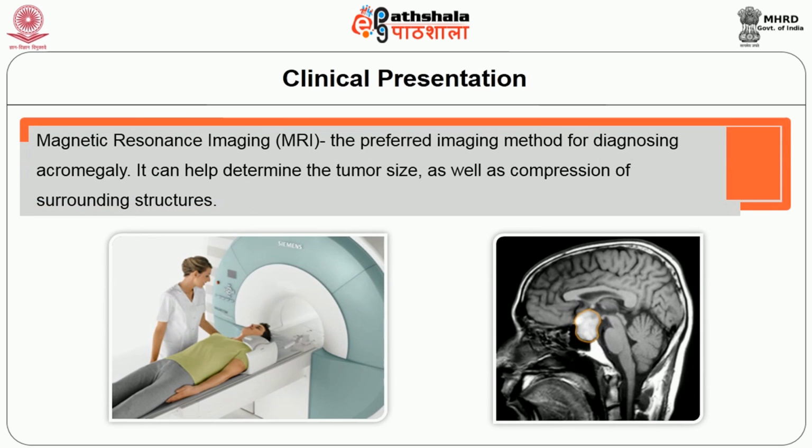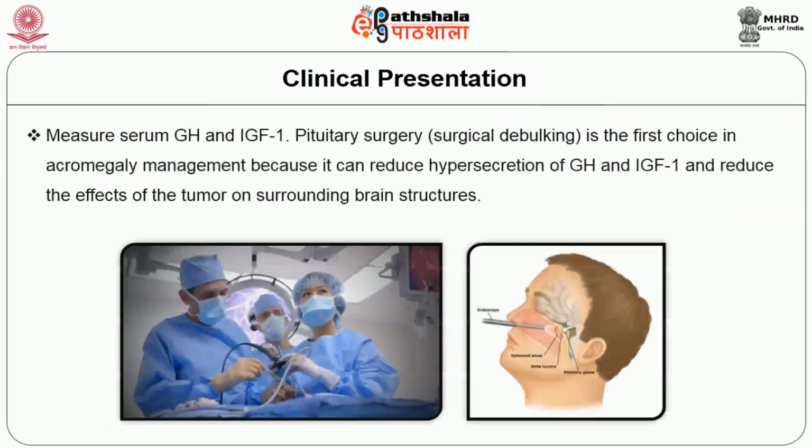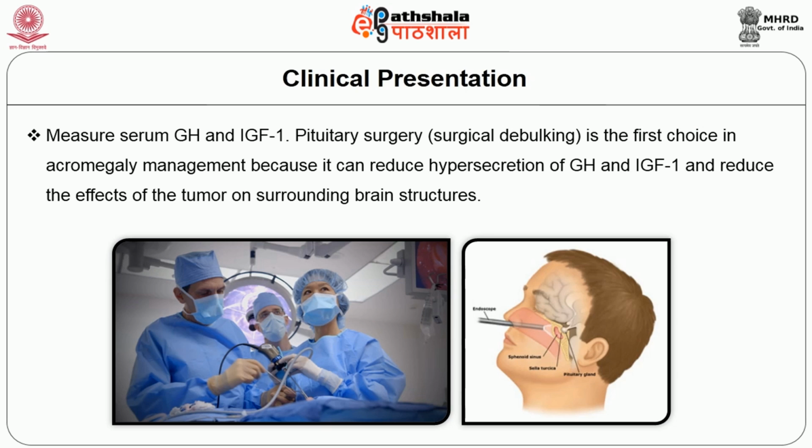MRI is the preferred imaging method for diagnosing acromegaly. It can help determine the tumor size as well as compression of the surrounding structures. So this MRI picture shows the enlarged pituitary gland. It is also diagnosed by measuring the growth hormone and insulin-like growth factor level. These two are elevated enormously in cases of acromegaly.